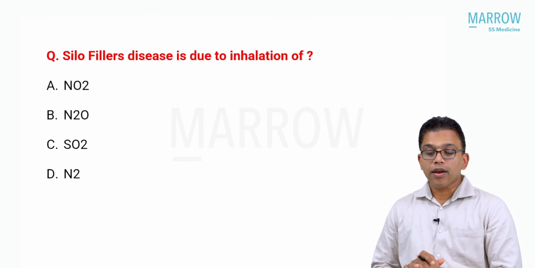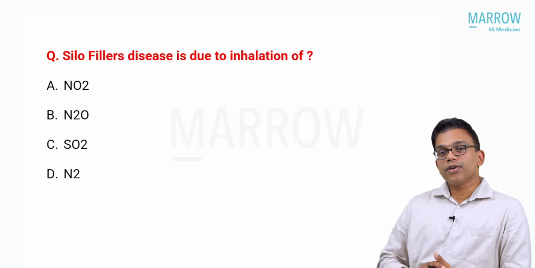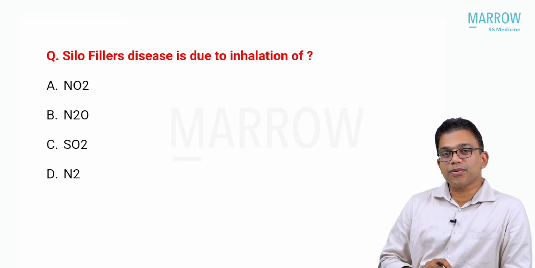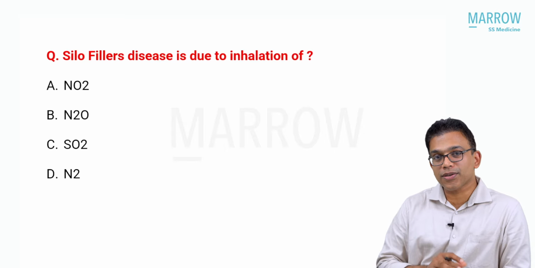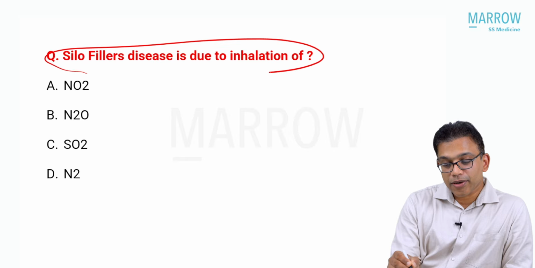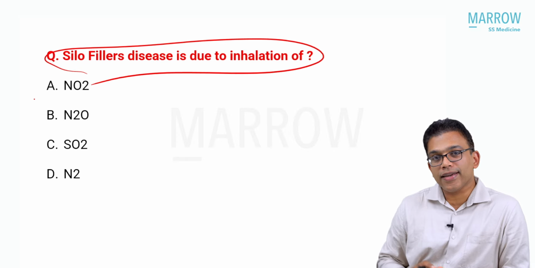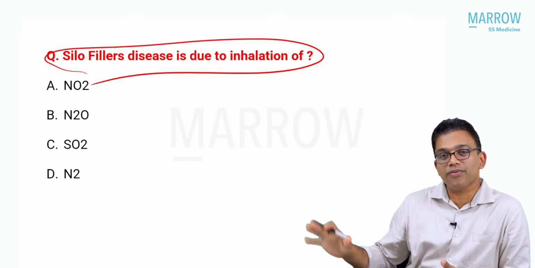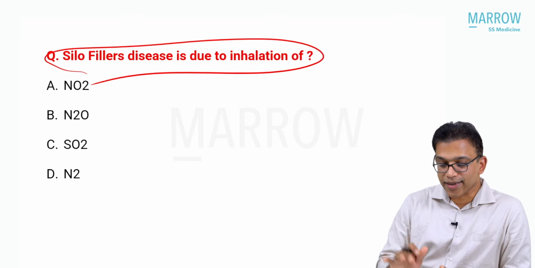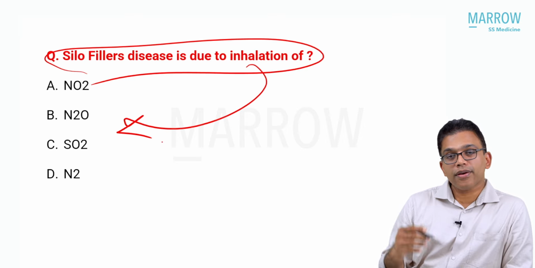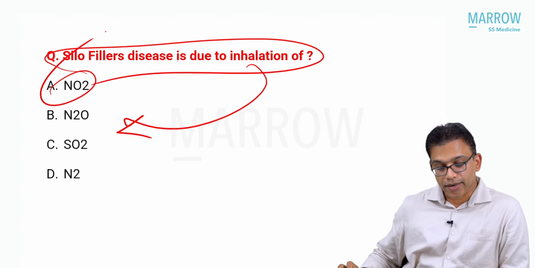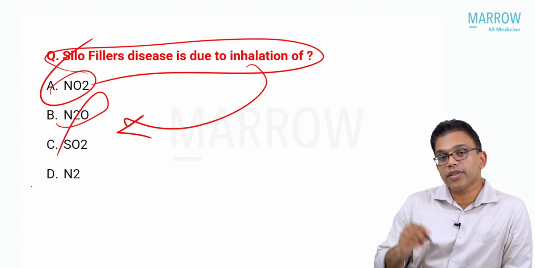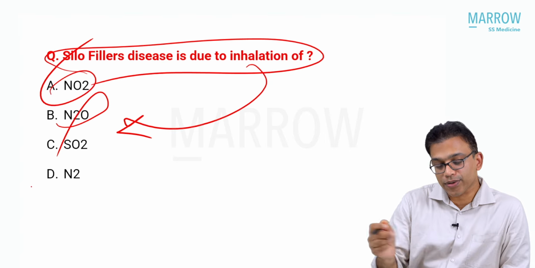Silo-filler's disease, this was an age-old question and a very direct question also. I have got this question in one of the quiz competitions also. Because it has a straightforward answer, it is very easy to make a question regarding Silo-filler's disease. There is no confusion regarding the options. So if you know the answer, you can pick it up. Nitrogen dioxide is the right answer, and don't confuse it with N2O. It is nitrogen dioxide, NO2.